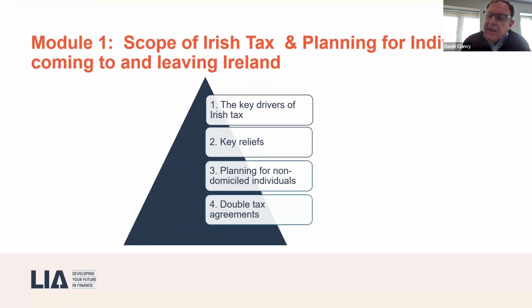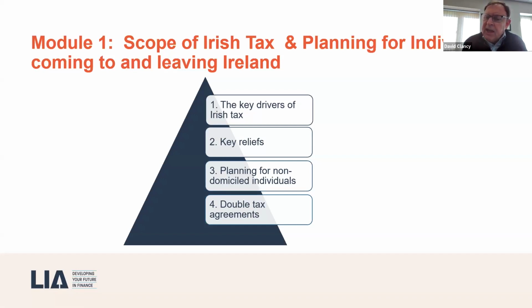So to give you a flavor of the modules, one of the areas that is key in relation to the Irish tax system would be the scope of Irish tax. So what are the key drivers for clients in determining the extent of their liability from an income tax, a capital gains tax, a capital acquisitions tax, and a stamp duty point of view? Those drivers, we'll dive into them in a lot of detail in the course. We look at residence, ordinary residence, and domicile, and look at the implications from an income tax, capital gains tax, and capital acquisitions tax point of view.